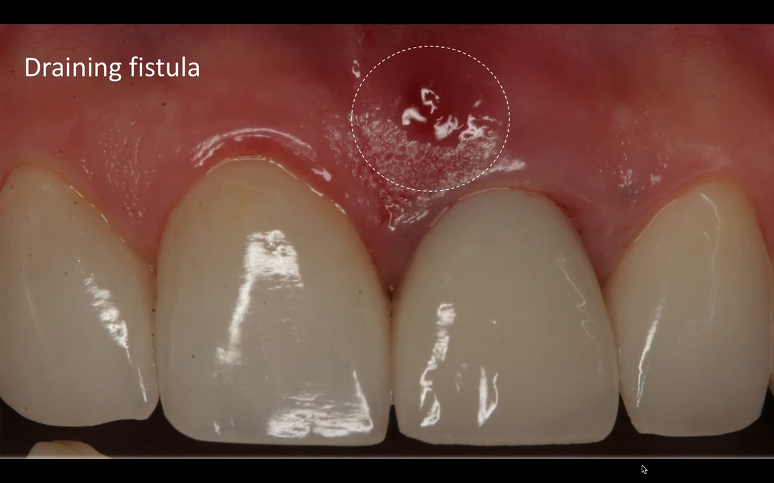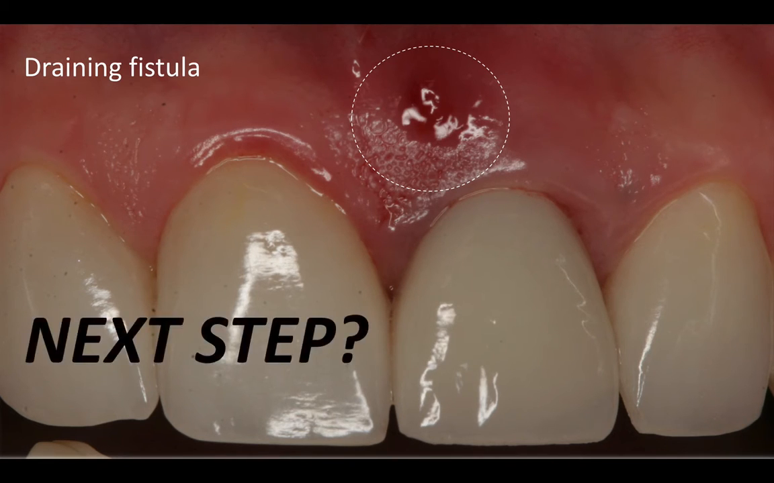And when a patient has a localized deep pocket and a draining fistula, very often you're dealing with a fracture. Now, this patient was not symptomatic at all. She was concerned about the infection. So we need to get to the bottom of this. And the next step is to take a periapical radiograph and get some clues why this patient has an infection.